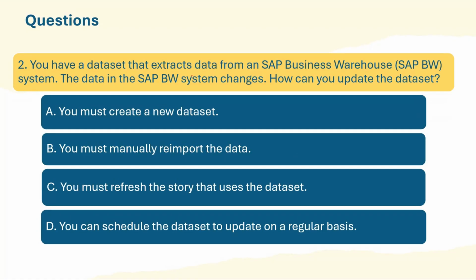You have a data set that extracts data from SAP Business Warehouse. The data in the SAP BW system changes. How can you update the data set? As in the video, I have said that there is no way to schedule a data refresh in the case of a data set, because if you want a scheduled refresh, you need to use the model instead of the data set. A data set is basically for quick development, quick evaluation, quick analysis, or POCs. Those kinds of things you can use a data set for.